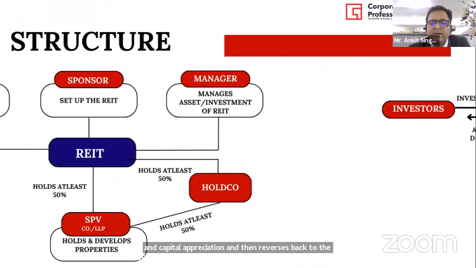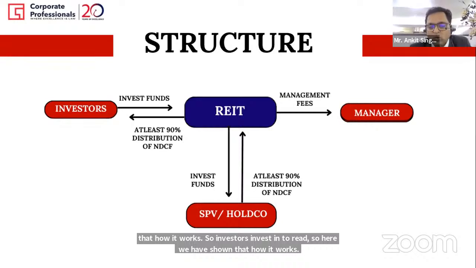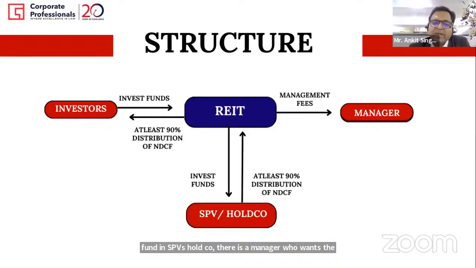Can you go to the next slide? So here we have shown how it works. Investors invest into the REIT, and the REIT invests the funds in SPVs and holdco. There is a manager who earns the management fees. Then holdcos are required to distribute 90% of their net distributable cash flow to the REIT. And then the REIT is also required to simultaneously distribute 90% of the NDCF to the investors.